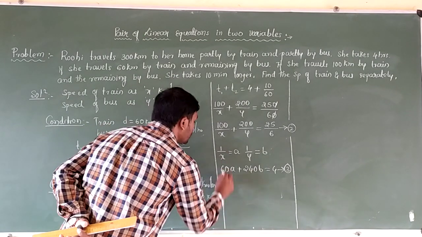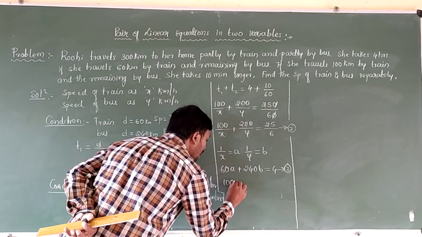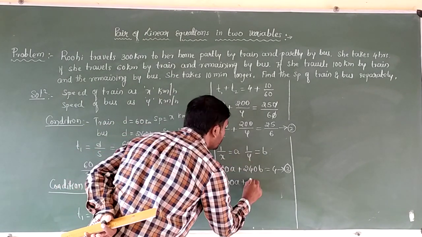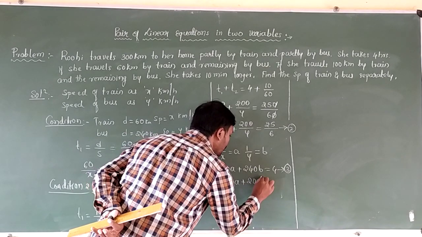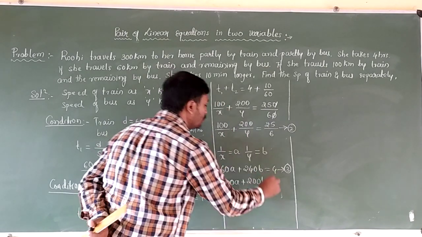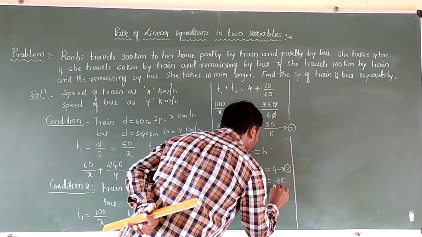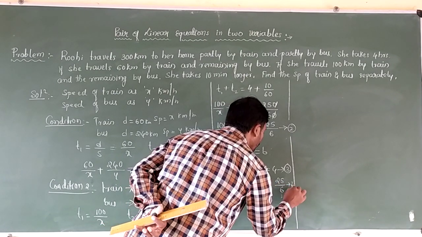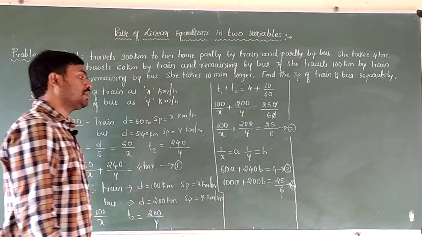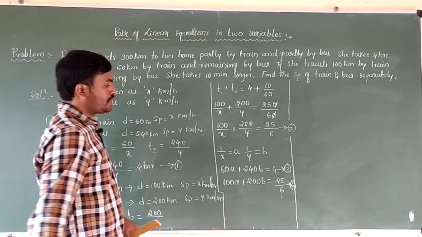And the next equation is 100a plus 200b is equal to 25 by 6 hours. This is equation number 4. Let us solve these two equations simultaneously.